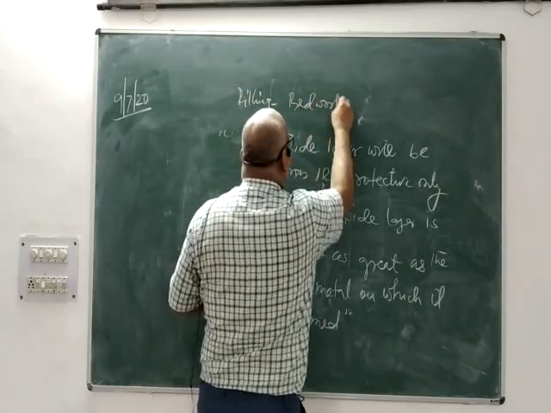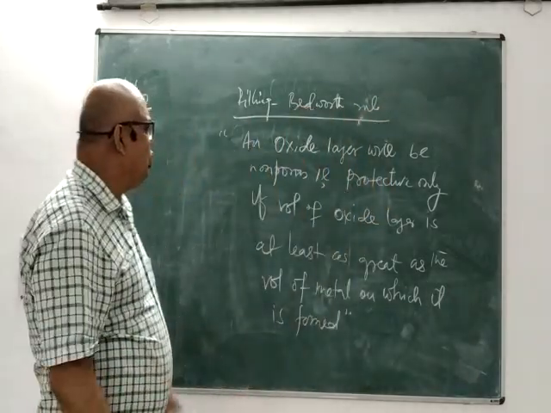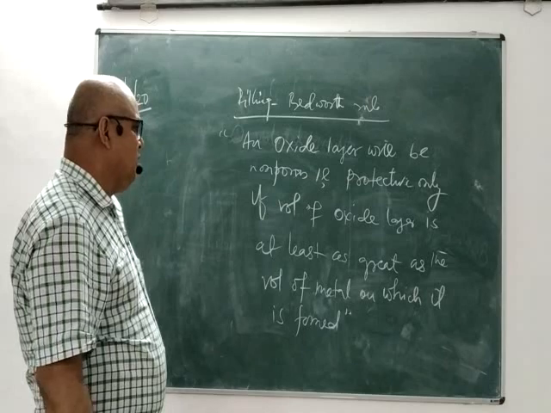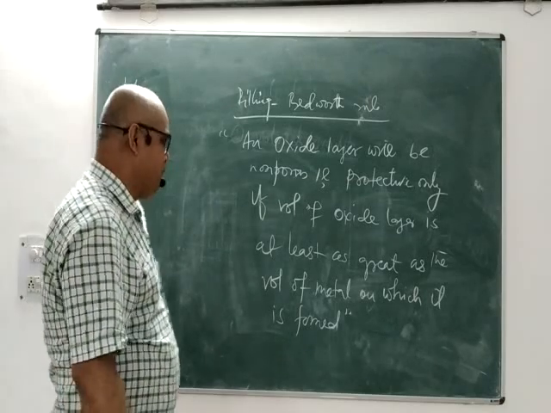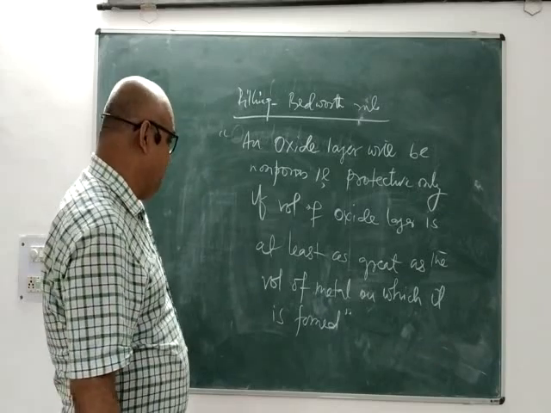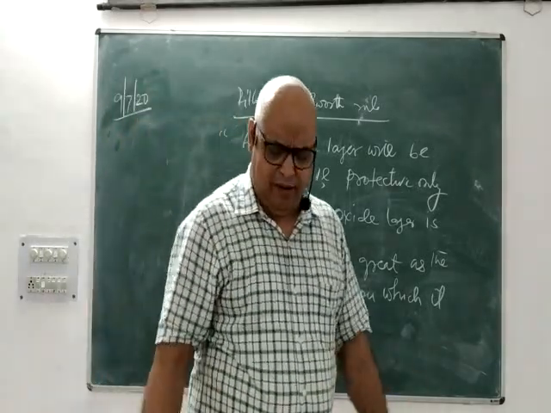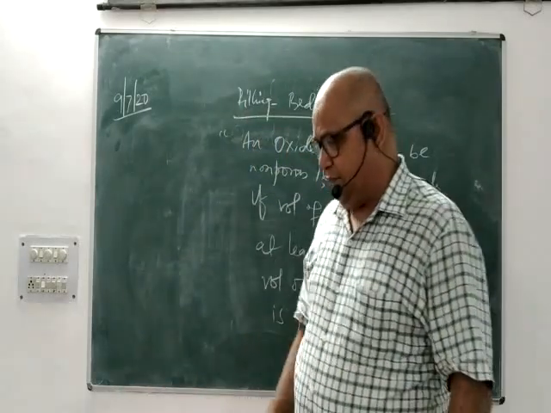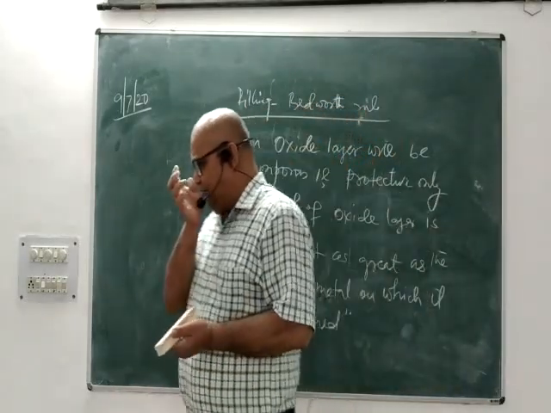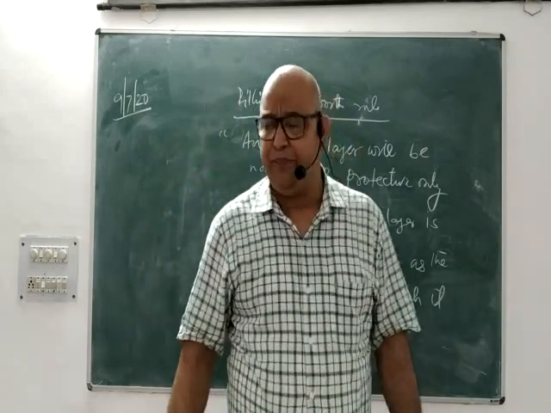Pilling-Bedworth rule, an oxide layer will be non-porous, that is protective, only if the volume of the oxide layer is at least as great as the volume of the metal on which it is formed. Let us take one simple example. Try to understand that. And if you understand that, my purpose will be served.